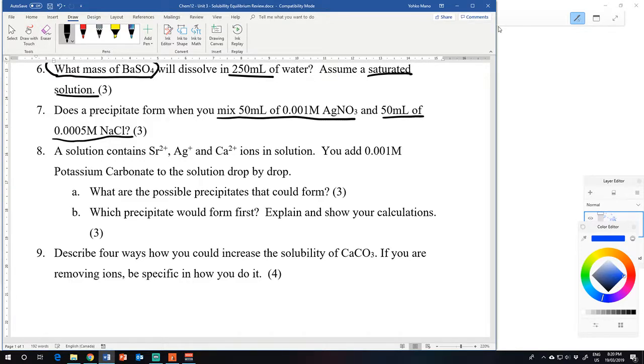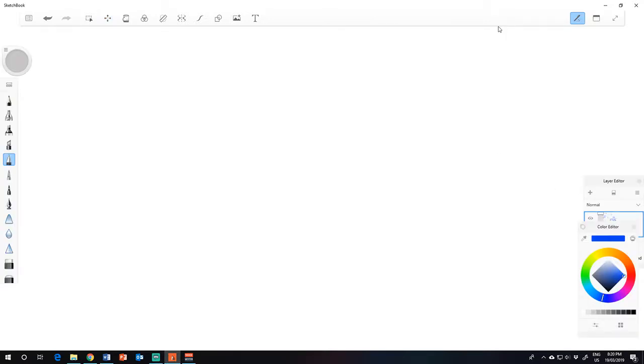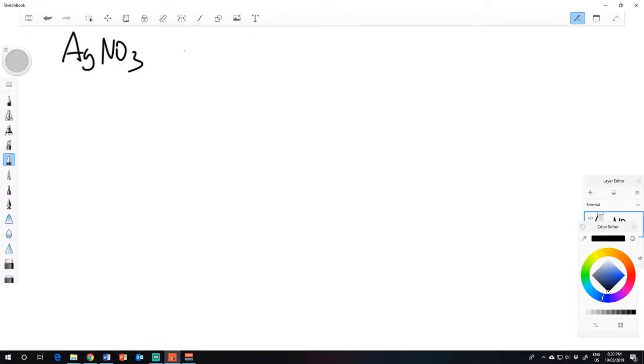All right, so to do this question, we need to first, from the silver nitrate, AgNO3, we have 50 milliliters at 0.001. This will allow us to calculate the following, and there are, I guess, kind of two trains of thought for doing this.